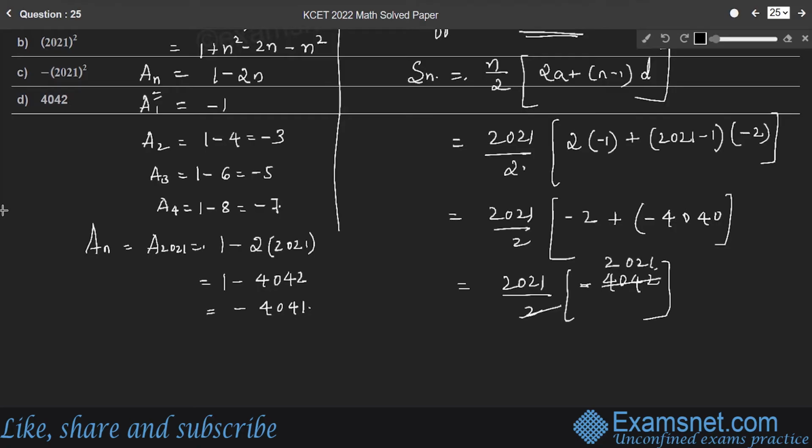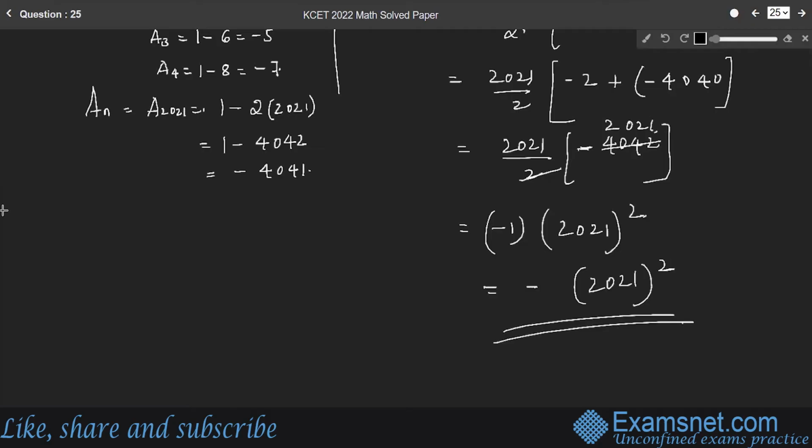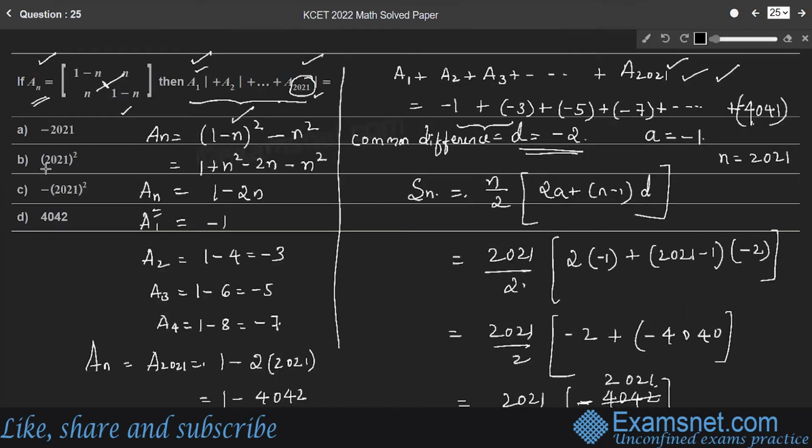So we have 2 into 2021 with a minus sign. We can take out minus 1 common, and the remaining term is plus 2021 squared. So it is minus 2021 squared, or 2021 squared with a negative sign. Hence, option C is the right answer. Here, the sum of n terms in the given progression, which is an arithmetic progression, is minus 2021 squared.